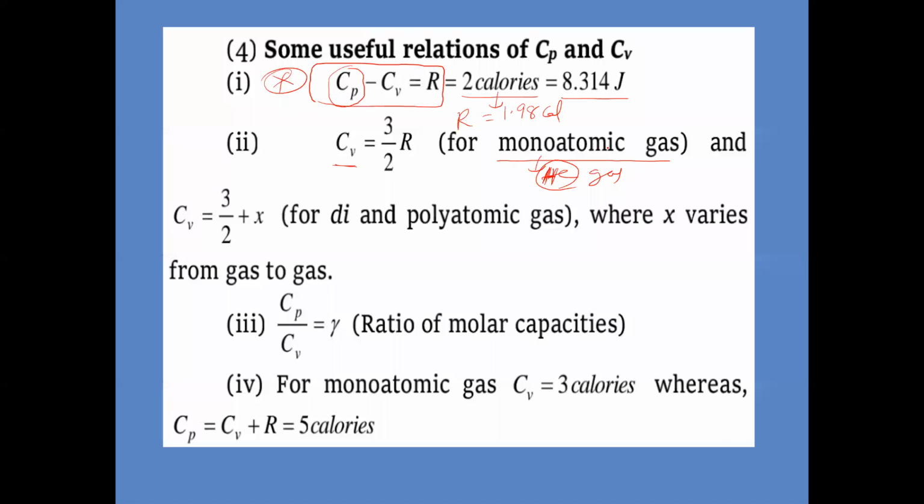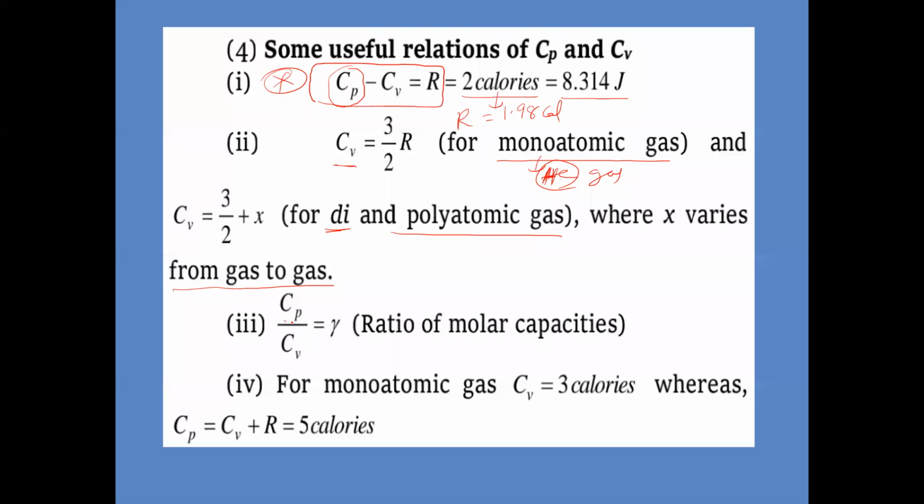So for monoatomic gases, CV is equal to 3 by 2 R. And CV is equal to 3 by 2 R plus X for diatomic and polyatomic gases. For diatomic gases and polyatomic gases, it will be increasing, 3 by 2 R plus X, where X varies from gas to gas.